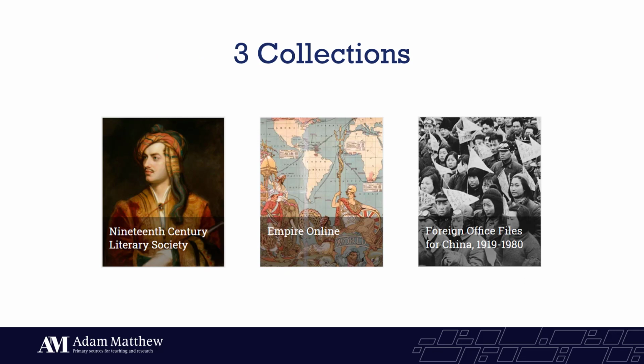But what I wanted to focus on today is three collections and show you how you might get started navigating these collections in your research, depending on time and how much we get to cover today, because I want to leave time for your questions at the end as well. So I'm going to start with 19th Century Literary Society, then look at Empire Online, and if we have time, also at Foreign Office Files for China.